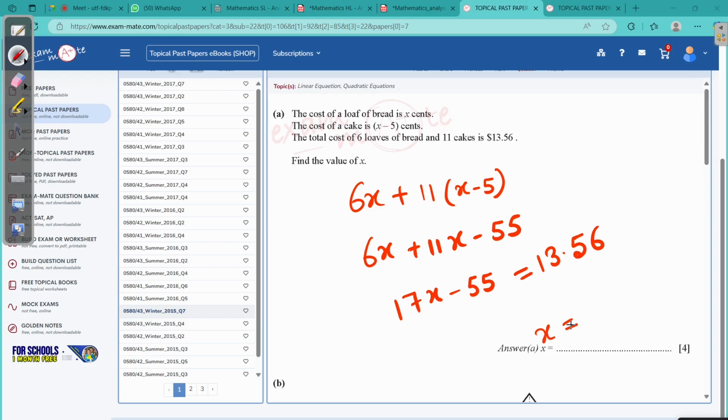Before calculating, I can say your answer will be wrong. It definitely is wrong, 100%, because it's such a big number. It's not going to work out. What's the error? What's the mistake? Wait, 11 cakes. The cost of a cake is x minus 5.